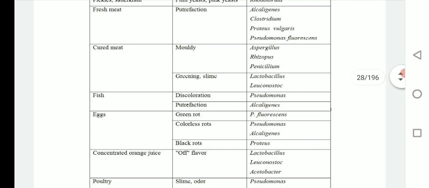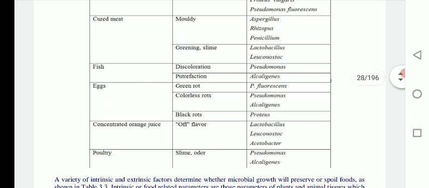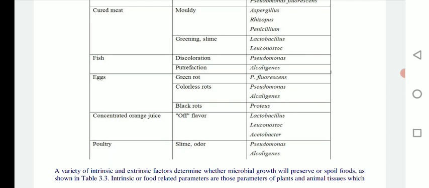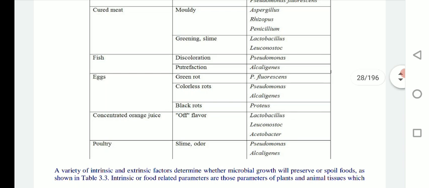Then cured meat is mostly spoiled by Aspergillus, then Rhizopus, then Penicillium, and some Lactobacillus as well as Leuconostoc species. Then fish and fish related products are spoiled again by Pseudomonas and Alcaligenes. Then eggs are mostly spoiled by Pseudomonas fluorescens as well as other species of Pseudomonas and Alcaligenes, as well as some species of Proteus. And these are features through which you can observe spoilage: green rot, then colorless rots, and then black rots.